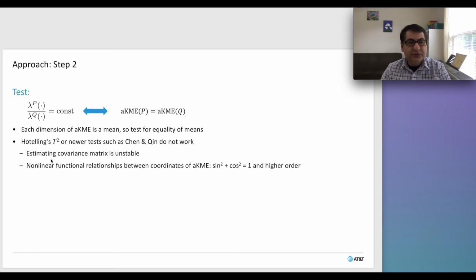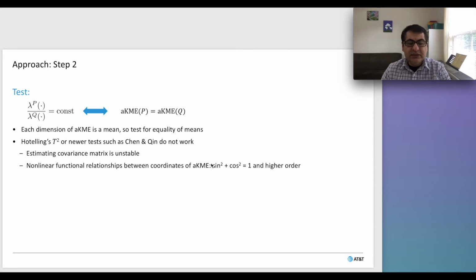There are two problems here. For example, if you start using Hotelling's t-squared, you'll quickly find out that estimating covariance matrices is unstable. One obvious case where this happens is where the number of points in the point pattern is smaller than the number of dimensions. But this also happens for another reason. The data itself, the resulting embedding, is not Gaussian. It's not normally distributed in that high-dimensional space. There are nonlinear functional relationships between the coordinates.